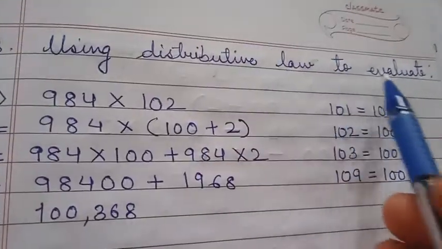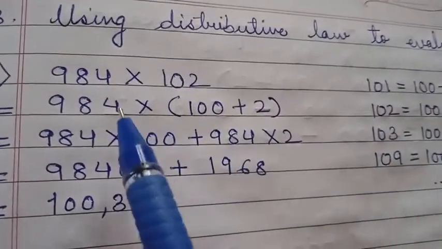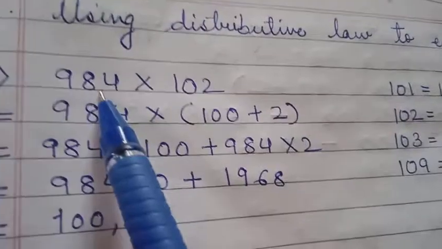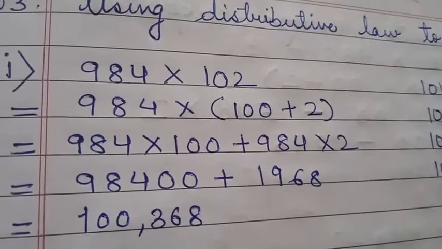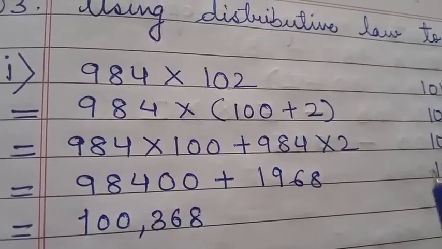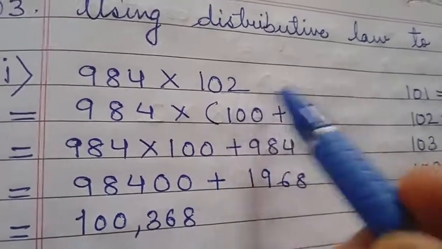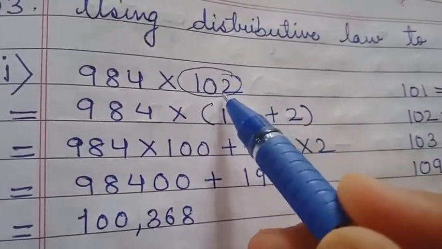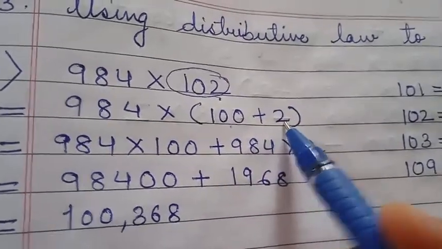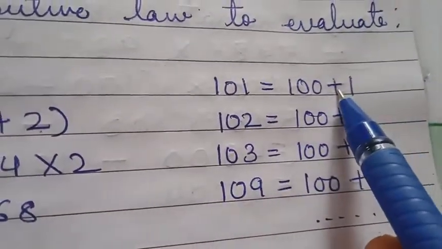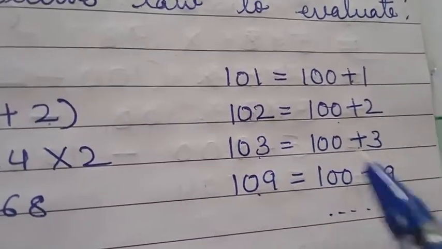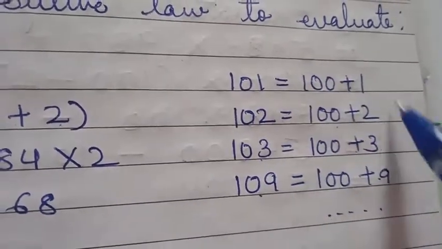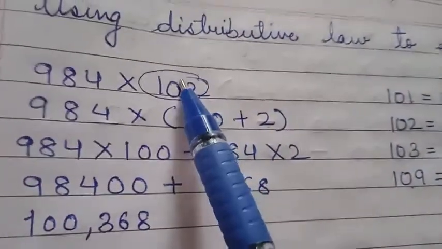Next question is using distributive law. Use distributive law to evaluate. Distributive law means splitting. How to split? Let us see. 984 multiplied by 102. Here I have split 102, or written it, in the 100 plus 2 manner. If 101 is there, you should write 100 plus 1; 102, 100 plus 2; 103, 100 plus 3; 109, 100 plus 9; 107, 100 plus 7. That way you have to write. Same way I have written 102 as 100 plus 2.